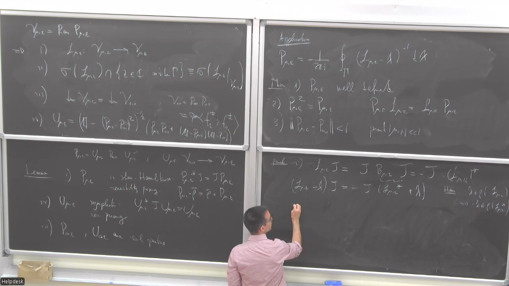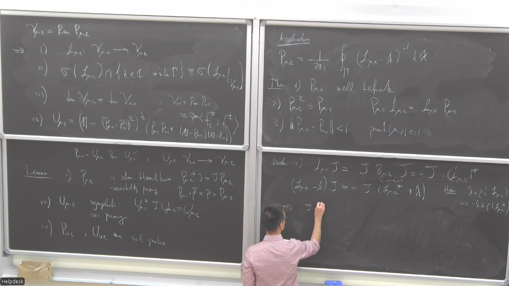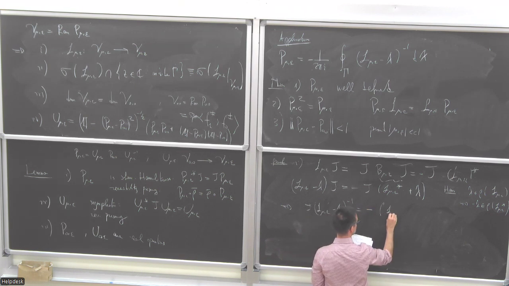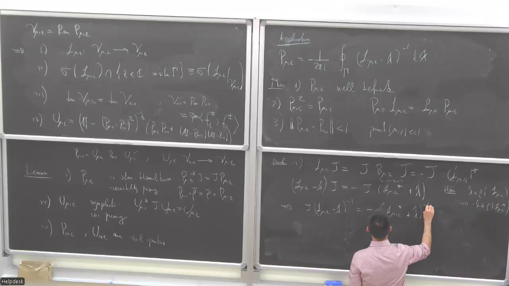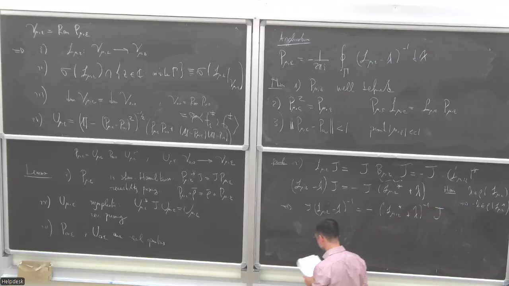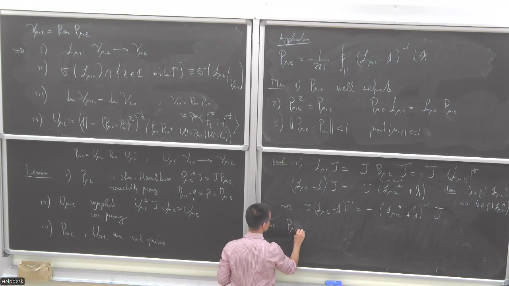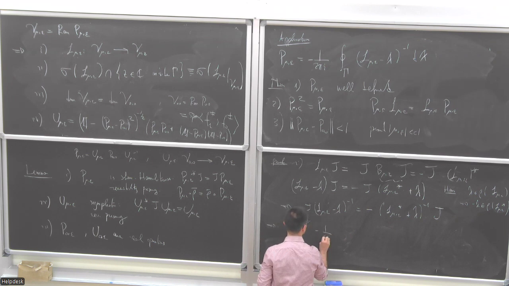Okay, so now I invert this, and so if I invert it, you get that J L mu epsilon minus lambda minus 1 is equal to minus L mu epsilon star plus lambda minus 1 J. And so now I want to take P mu epsilon. So P mu epsilon is minus 1 over 2 pi. So what does it mean, the integral?